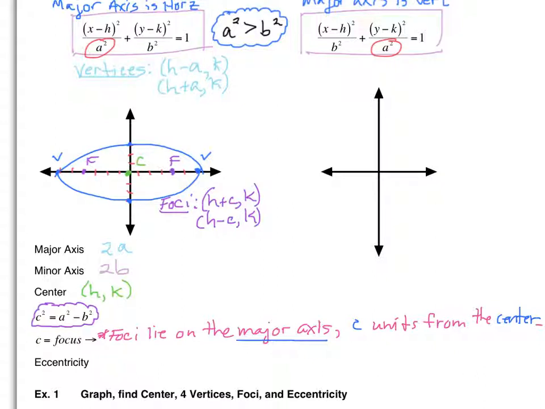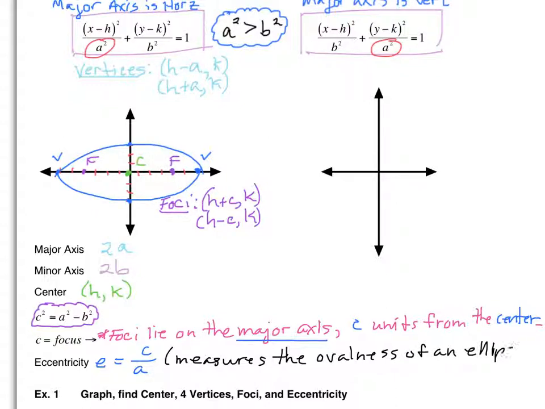And then we have this thing called eccentricity. And all eccentricity is, e for eccentricity, is equal to c divided by a. And eccentricity measures the ovalness of an ellipse. So I'm going to let you explore what that means.